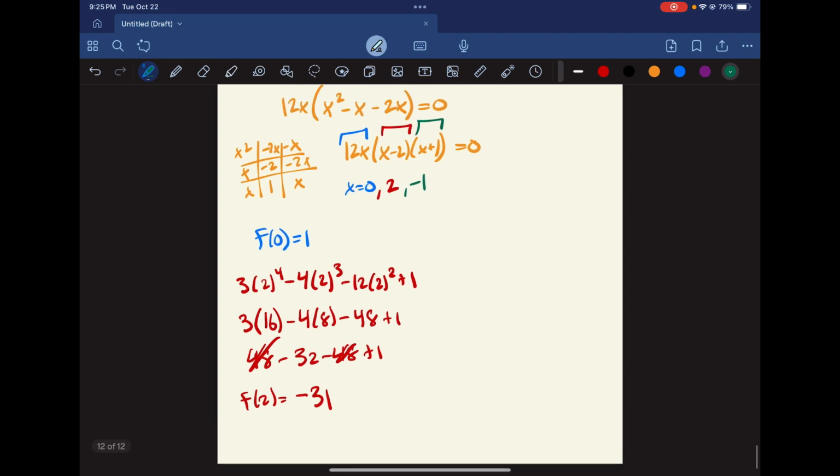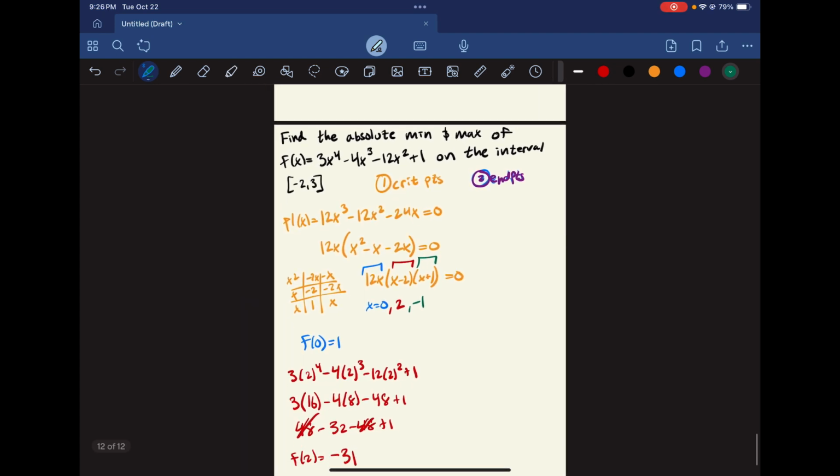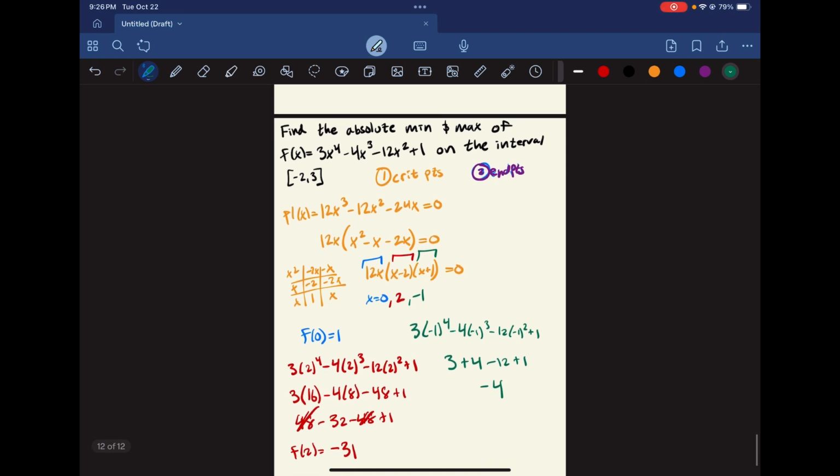We've got to figure out negative 1. So if we plug in negative 1, we get 3 times negative 1 to the 4th power minus 4 times negative 1 to the 3rd power minus 12 times negative 1 to the 2nd power plus 1. So that will just be 3 plus 4 minus 12 plus 1. So that will be negative 4. So f of negative 1 equals negative 4.